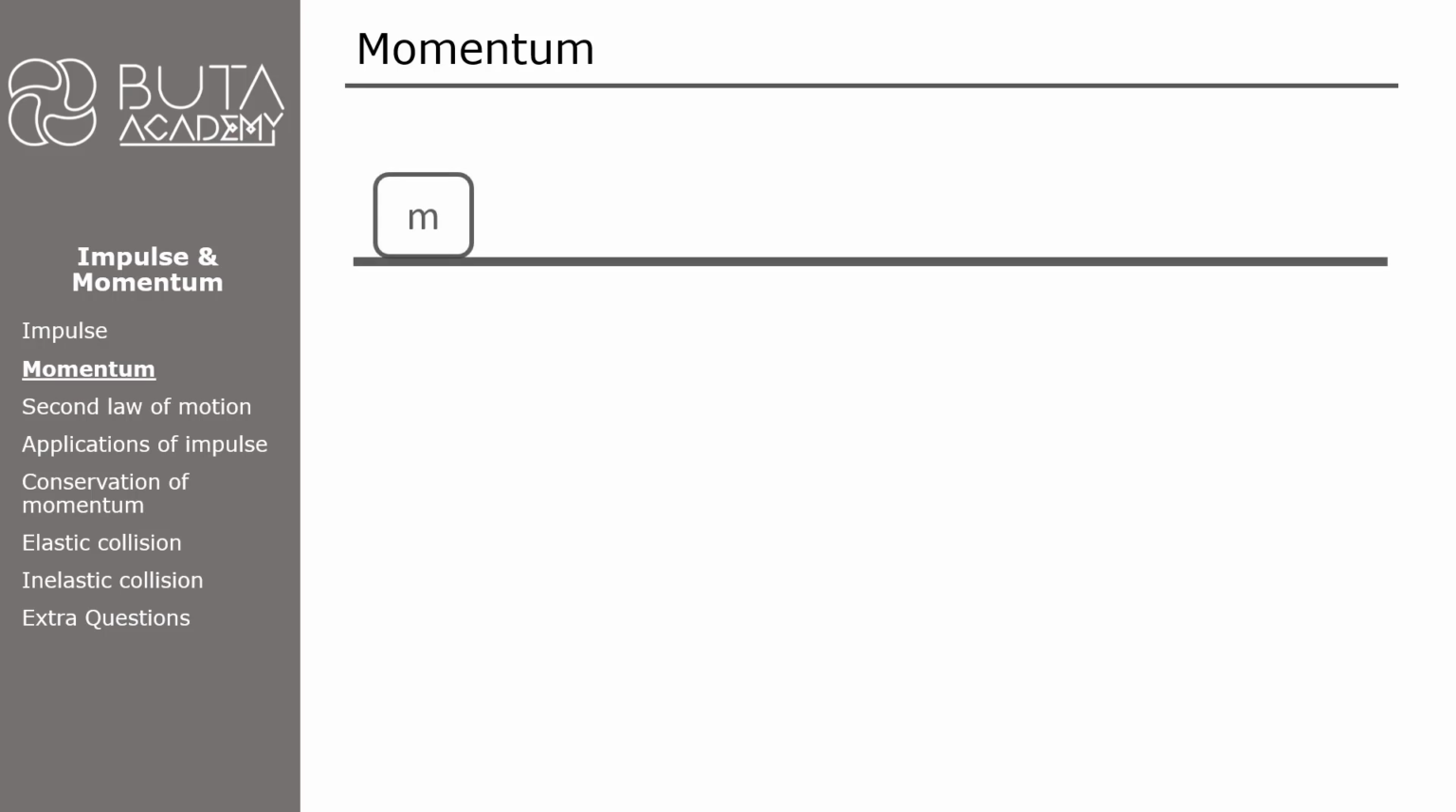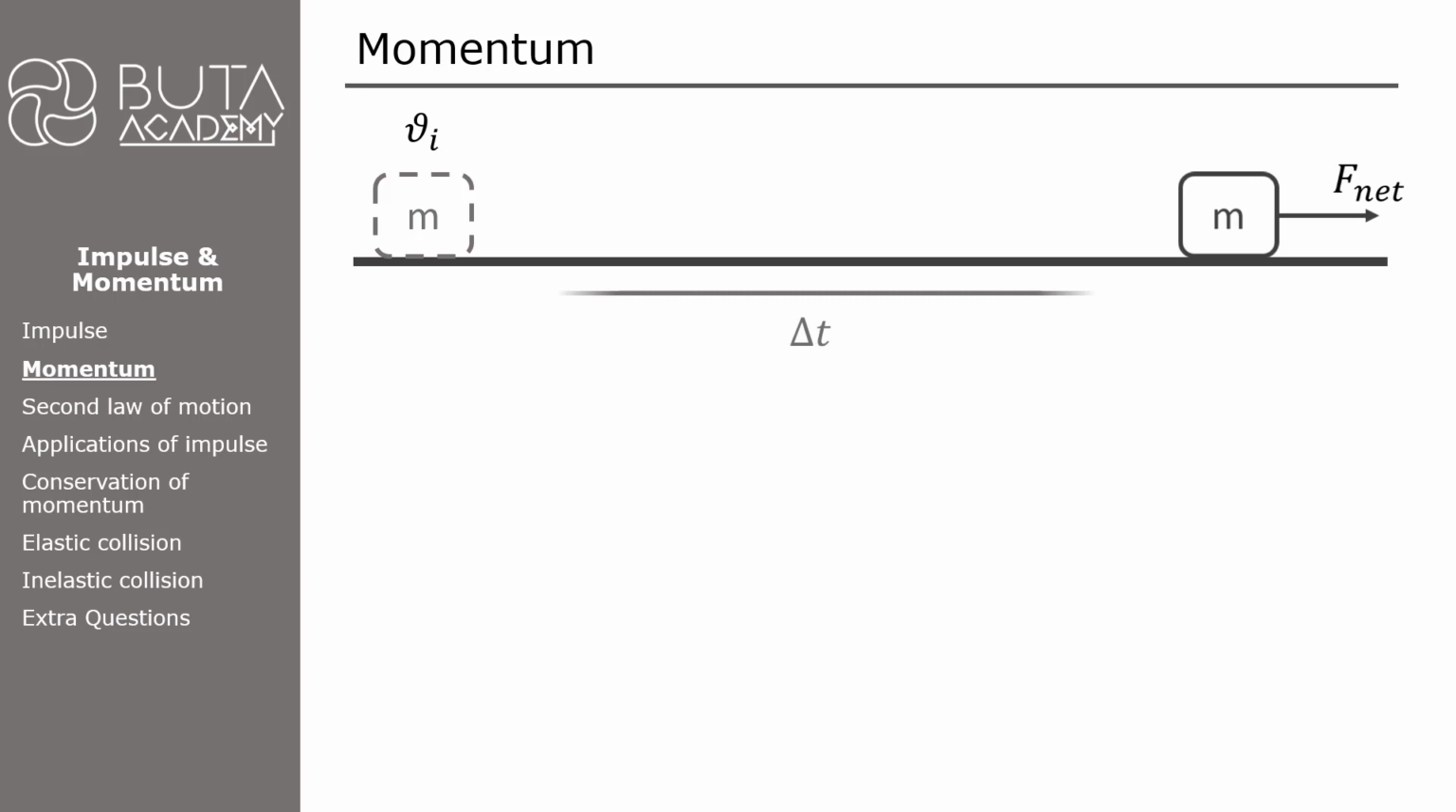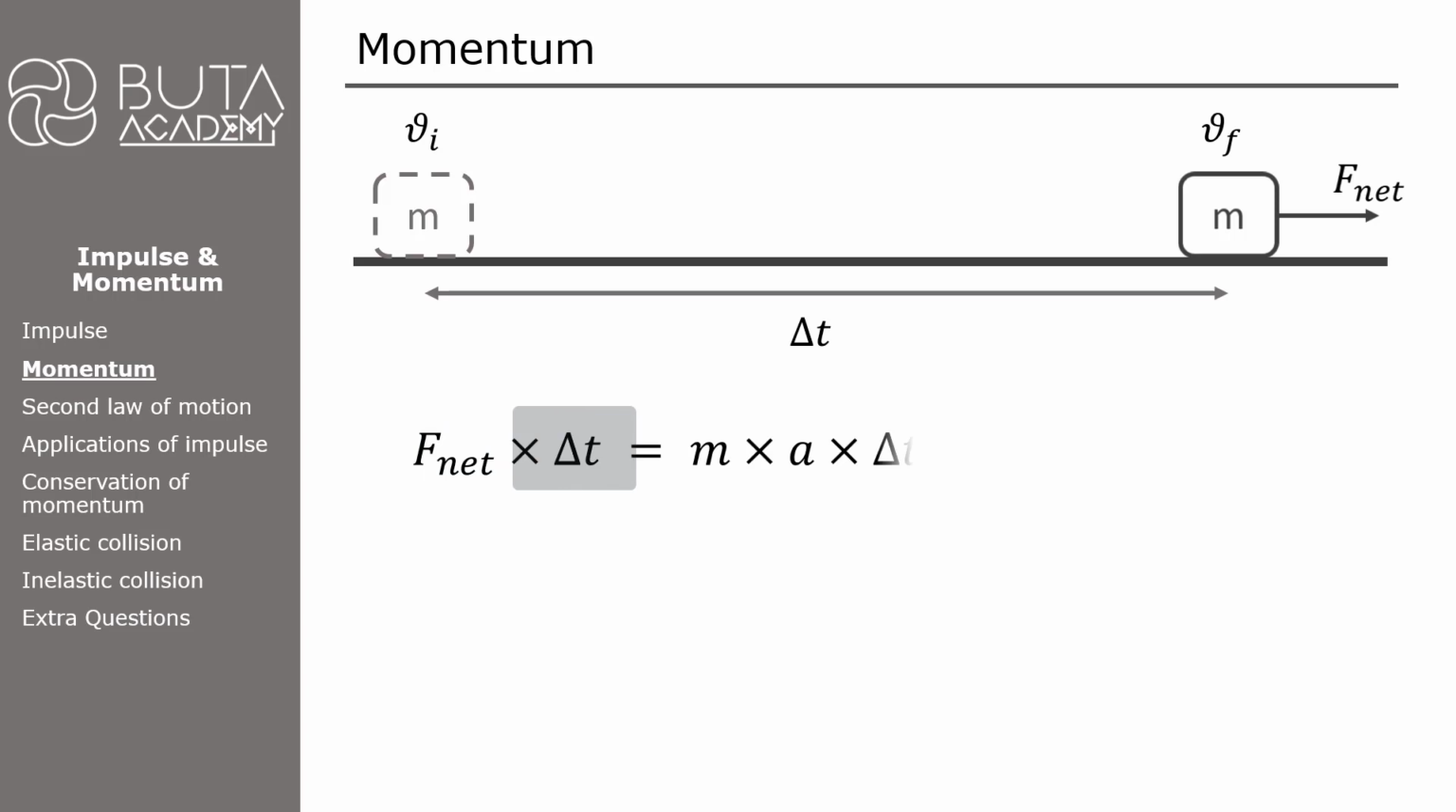Let's imagine an object moving on a surface with an initial velocity of vi under the influence of a net force. After a certain time interval delta t, the velocity of the object will become vf, for v final. We can recall that the impulse applied on this object is equal to net force times delta t. According to the second law of motion, net force can be written as mass times acceleration of the object.